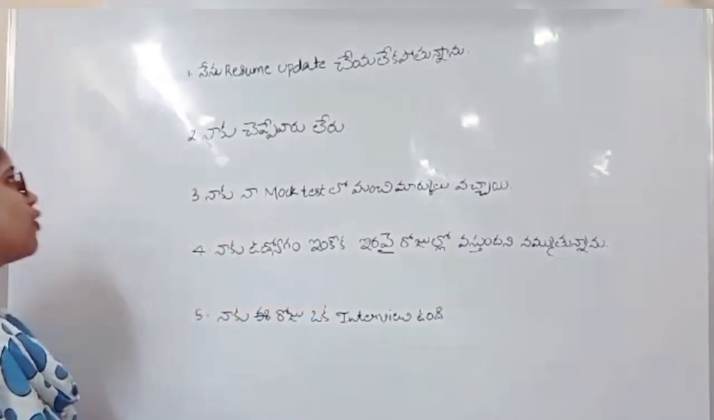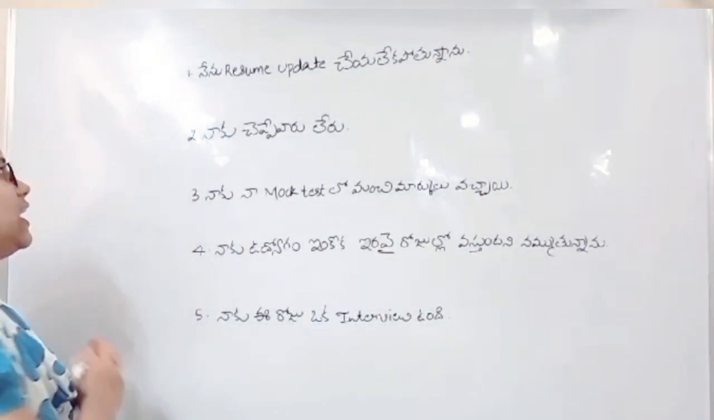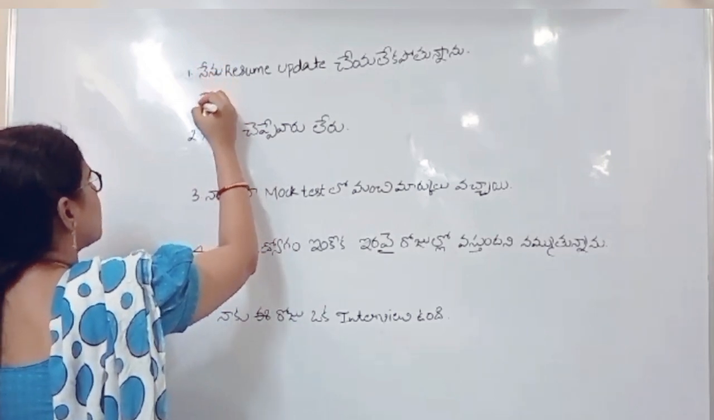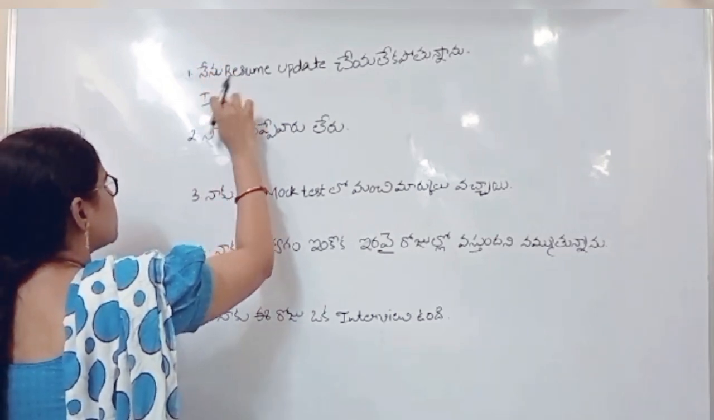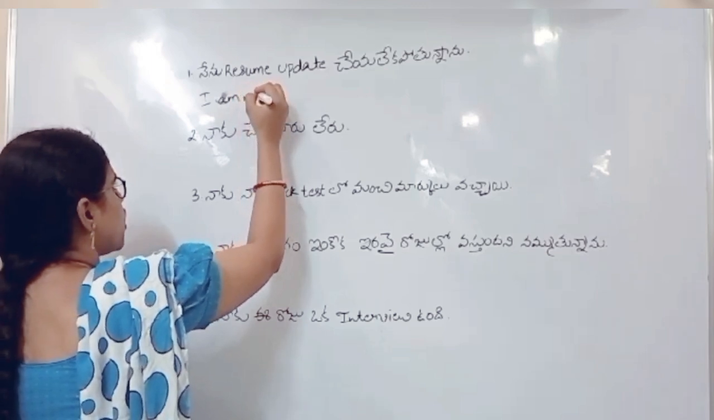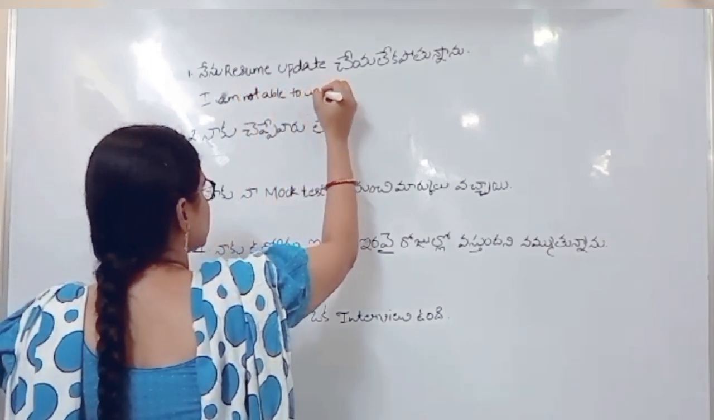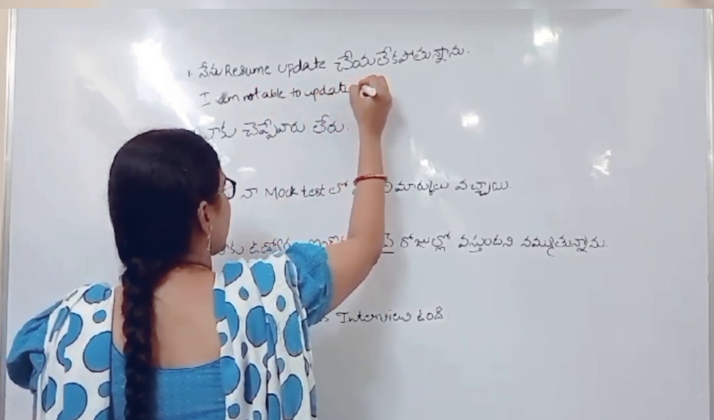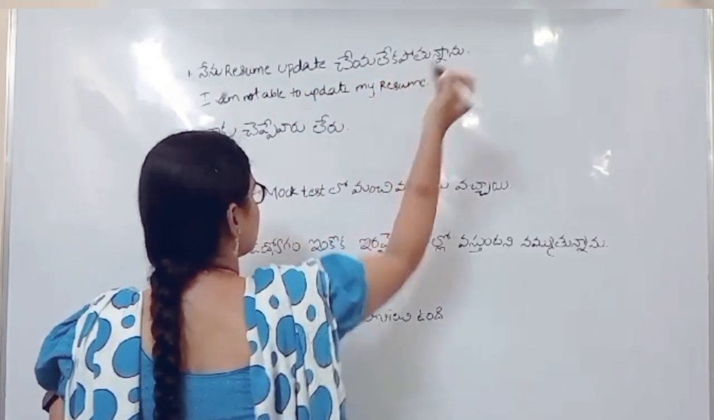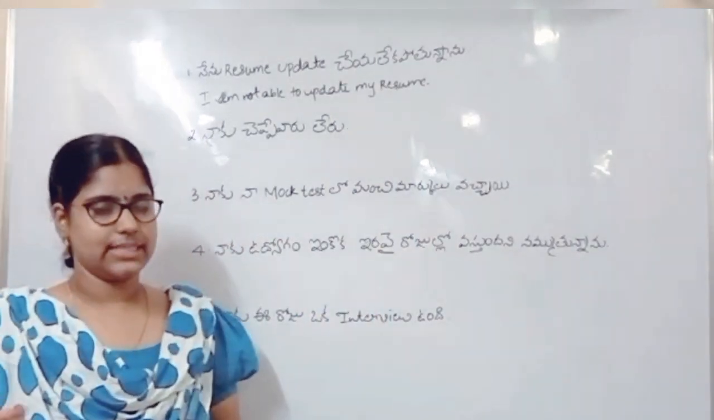So let's see. The very first sentence is: Nenu resume update cheyalekapotunnanu. Let's see how we can translate this. I am not able to update my resume. So that's the way you can translate it.